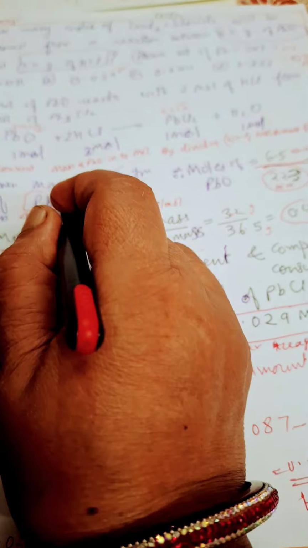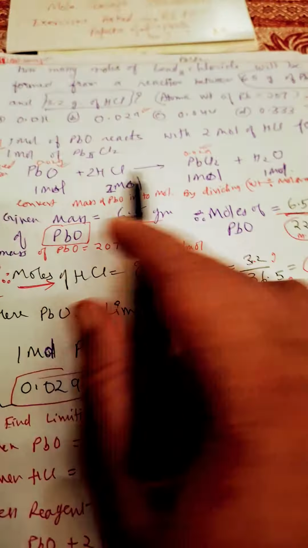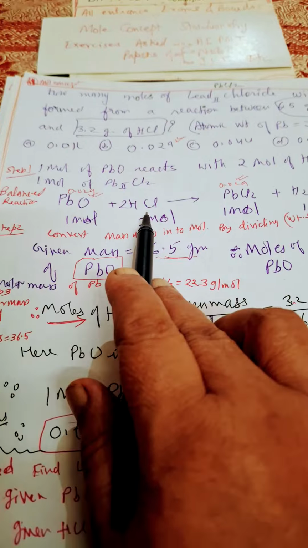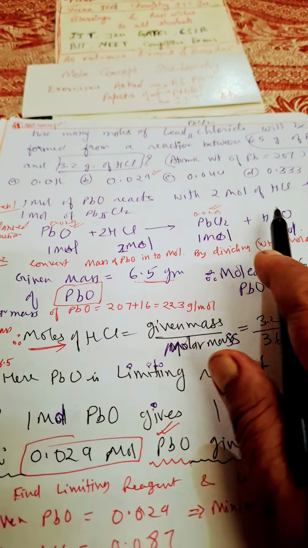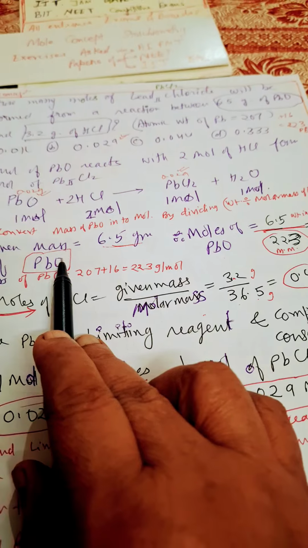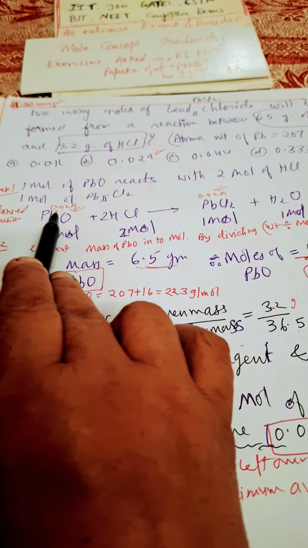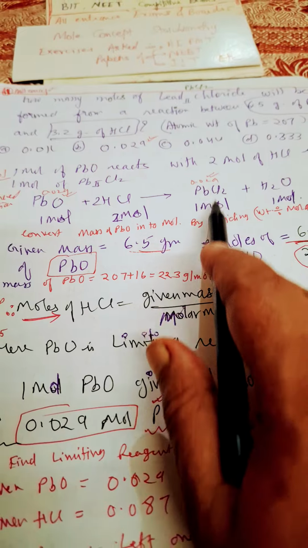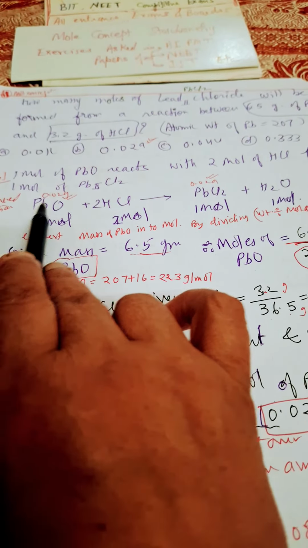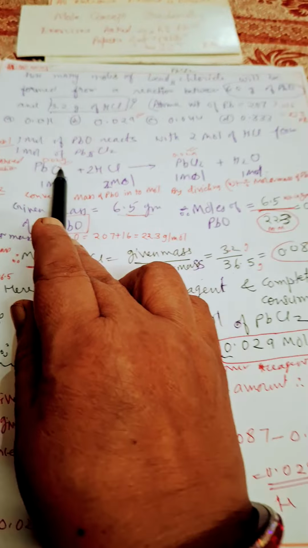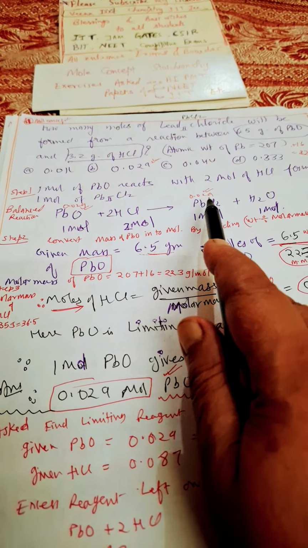We are converting mass of PbO into moles of PbO because in the equation we are working in mole terms. 1 mole of PbO combined with 2 mole of HCl gives PbCl2 plus H2O. And when 0.029 mole of PbO is used up, what does it mean? If 0.029 is used up, then 0.029 PbCl2 will be formed, because 1 mole of PbO will give 1 mole of PbCl2. So 0.029 PbO will give you 0.029 PbCl2.